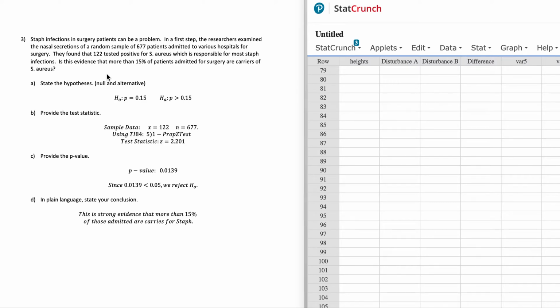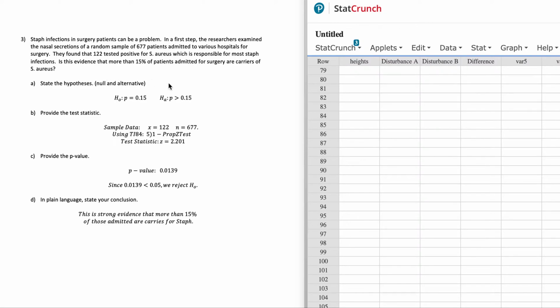Staph infections in surgery patients can be a problem. In a first step, the researchers examined the nasal secretions of a random sample of 677 patients admitted to various hospitals for surgery. They found that 122 tested positive for S. aureus, which is responsible for most staph infections. Is this evidence that more than 15% of patients admitted for surgery are carriers for S. aureus?